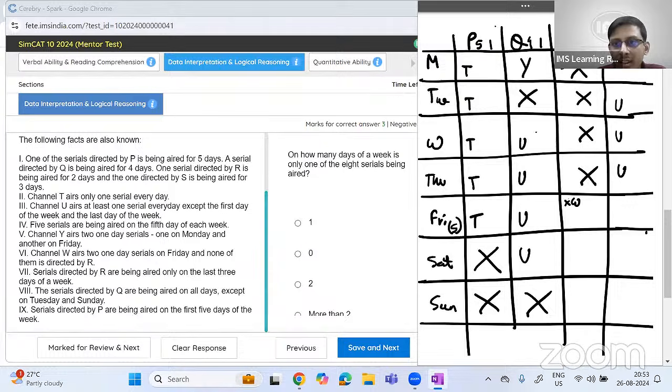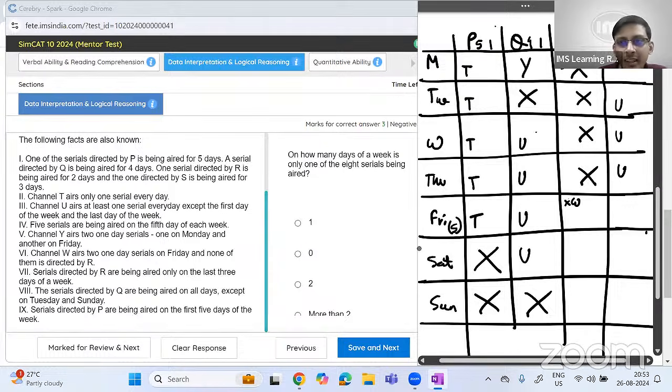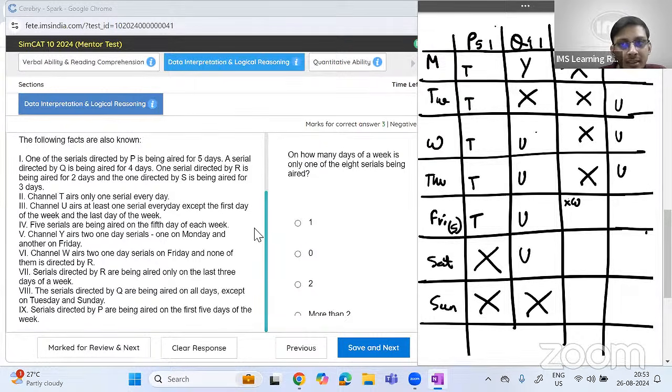Now U is there all the days except first and last. Okay, let's check. W two 1 day serials on Friday. What do we have? We have 5 T. We have used up both of the U's. Now T, W, Y is remaining. W and Y are taking up all the ones, so T will take the 2. Now T is on every day.